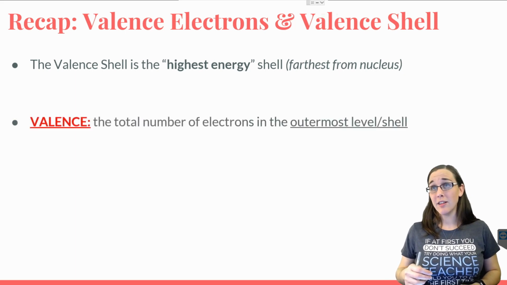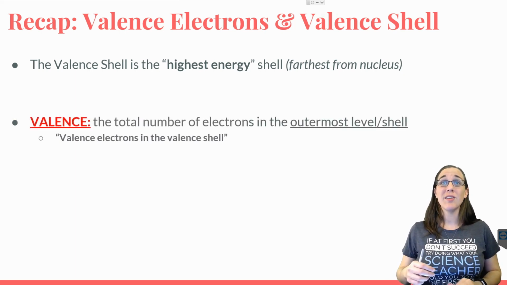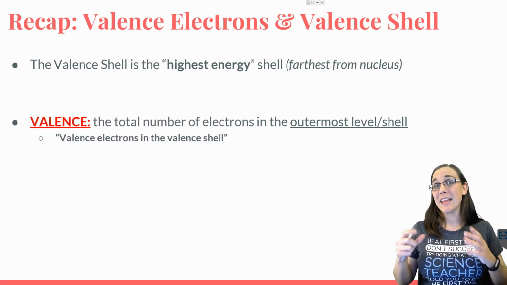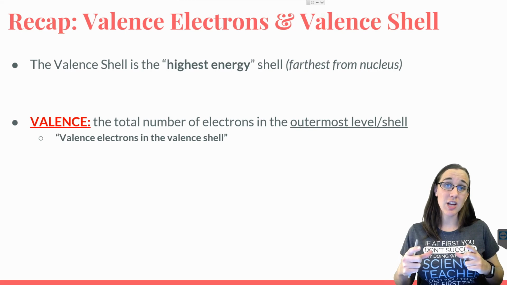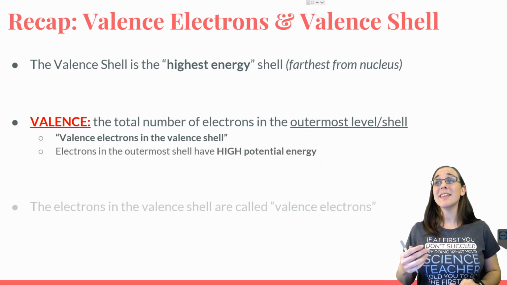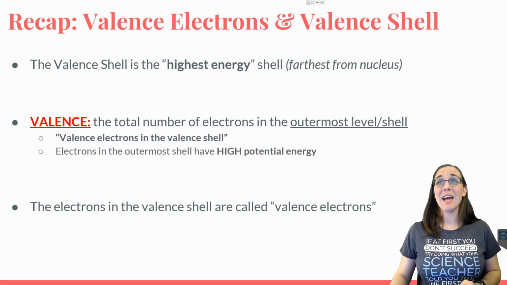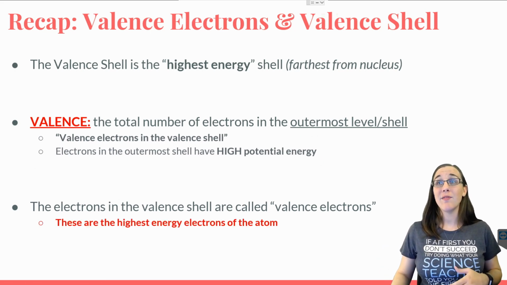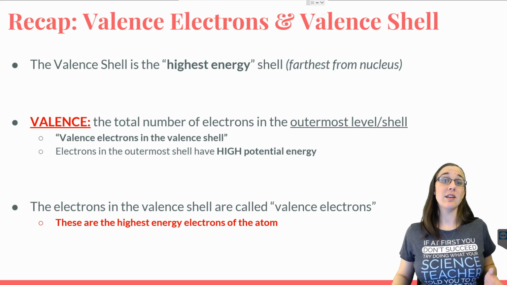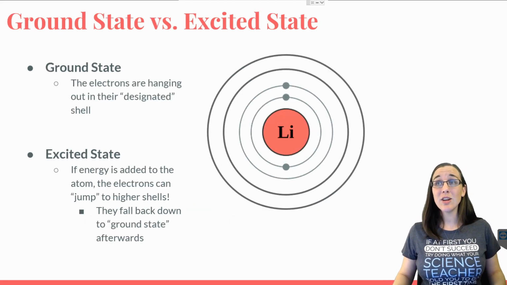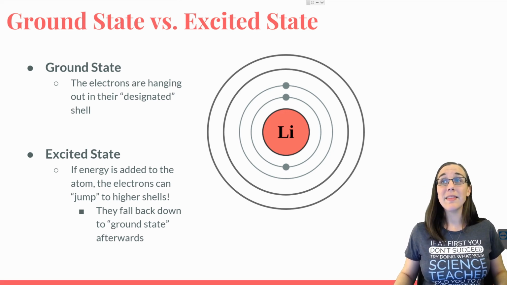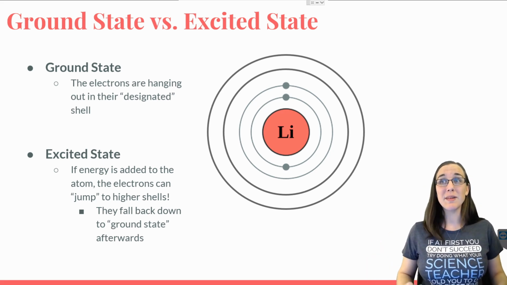In that shell, we have what's called valence electrons. So the electrons that are living in that outermost high energy shell are called valence electrons. These electrons have really high potential energy. And in fact, these electrons have the highest energy for any of the electrons in that atom. Here's a few new words that we hadn't known from the shell model, but that I would like you to know before we jump into this lesson.